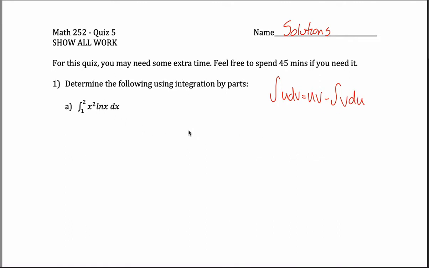If you let u be equal to the natural log of x, well then all that's left for the dv would be x squared dx. Du would be 1 over x dx. And that 1 over x is going to combine really nicely with v, the antiderivative of x squared, which ends up being 1/3 x cubed, when we have to put those together in this new integral that we'll create.